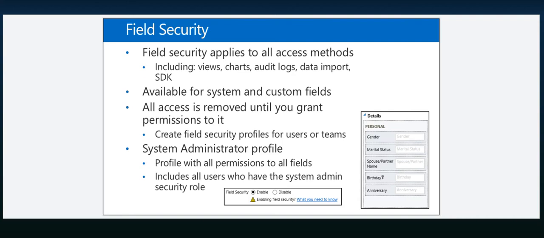All right, so moving on a little bit from creating all the different fields and keys but staying in the field area is field security. And field security is a part of the different access methods and allows you to give access to information. And it applies to all the different ways that you can access information about fields. So that includes the different views, the charts, audit logs, data import, of course exporting to Excel, and using the SDK.